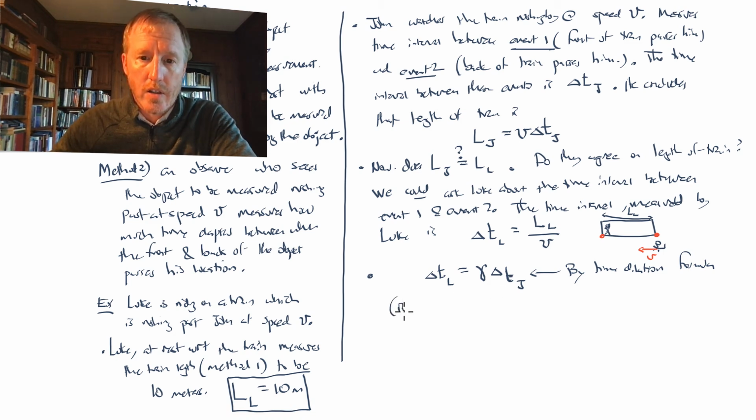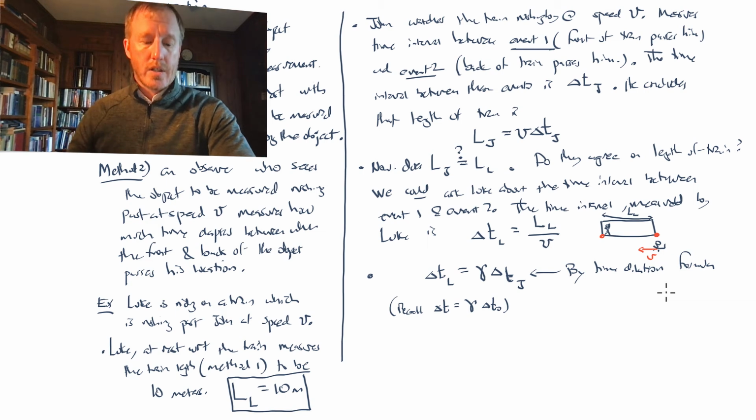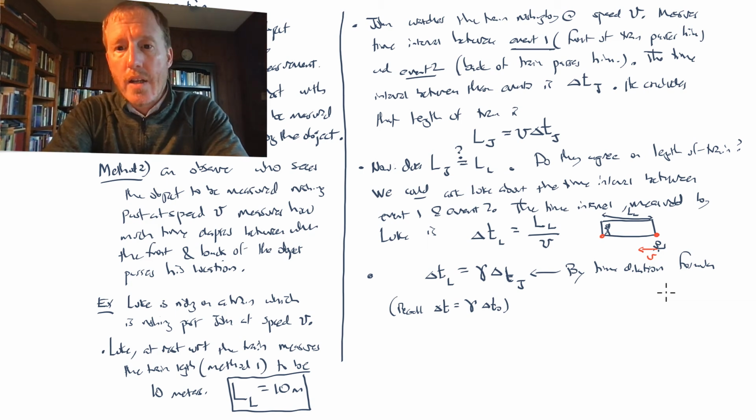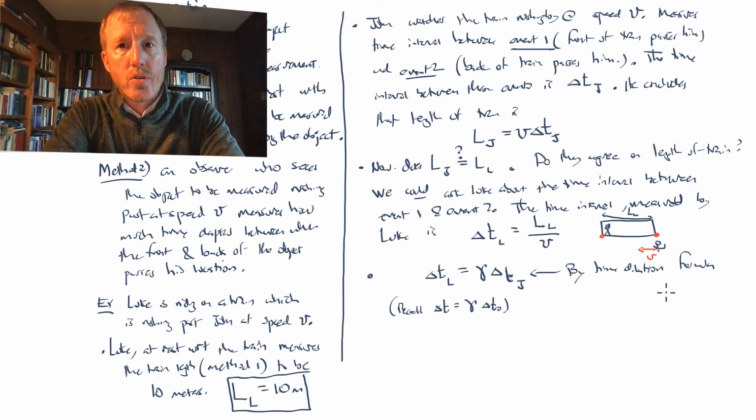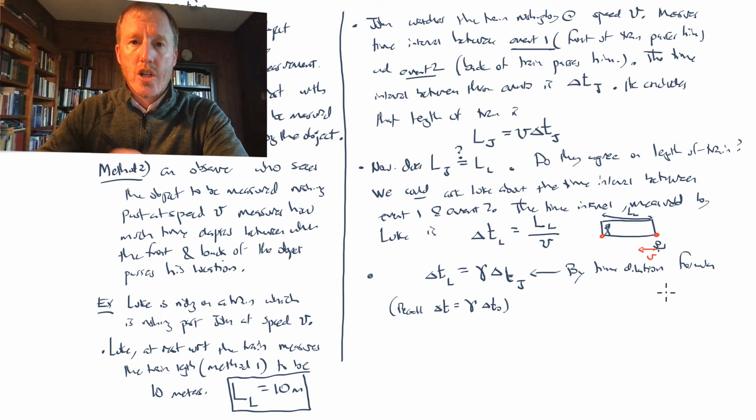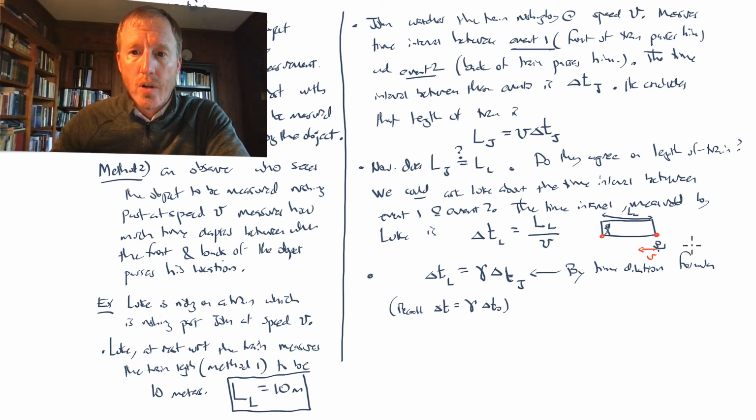So recall, delta t is gamma times delta t naught, right? And delta t naught would be the time interval between events as measured by someone who sees those events happening at the exact same location. So is it in fact John who is measuring the time interval between the events that are happening in the same location? And the answer is yes.